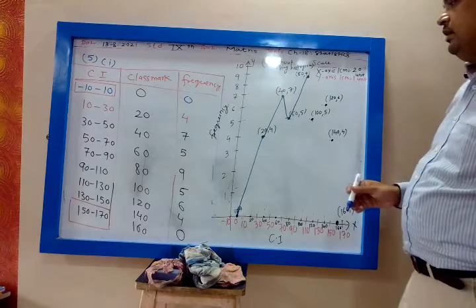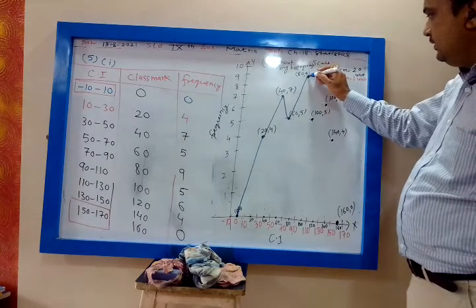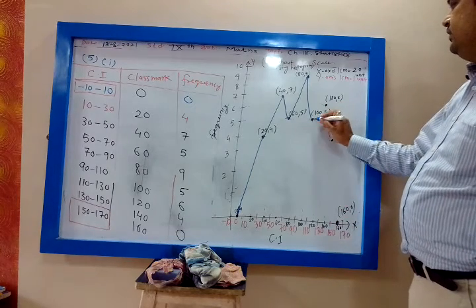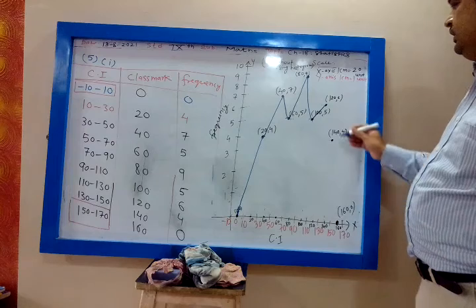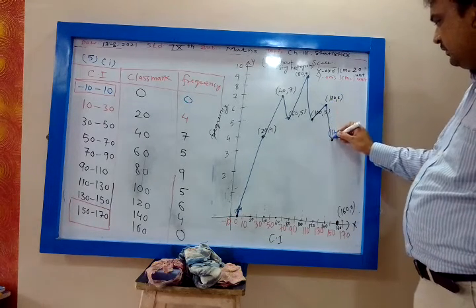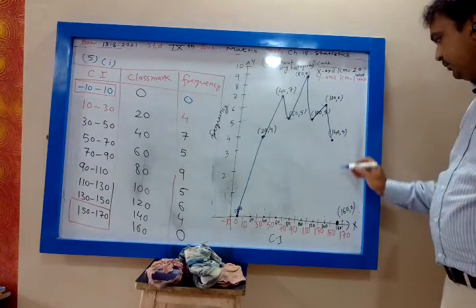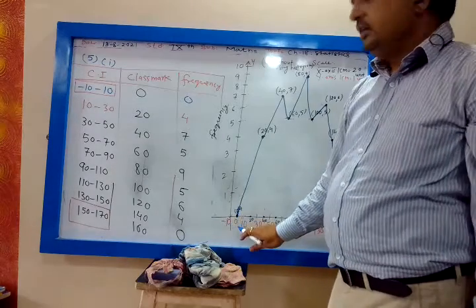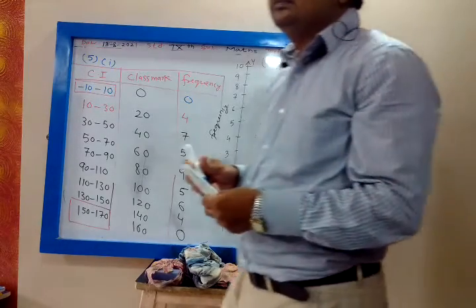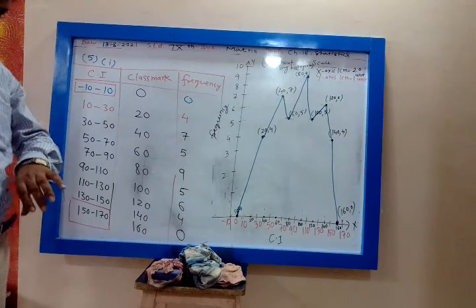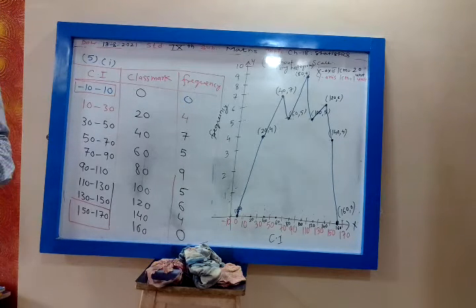Okay, then 80 comma 9 to 100 comma 5, this point 100 comma 5, 100 comma 5 to 120 comma 6, this point 120 comma 6. Okay, then 140 comma 4, this point, then 160 comma 0, this point. So the graph of frequency polygon starts from the x-axis and ends at the x-axis. So this is the graph of frequency polygon without using histogram.